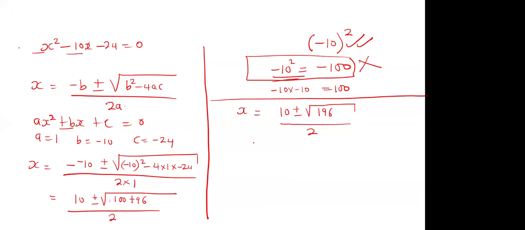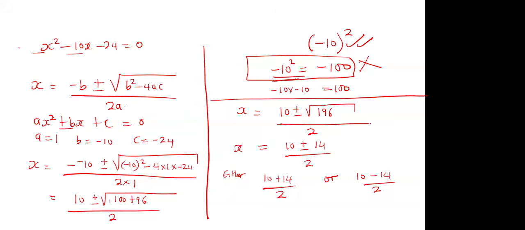So here I'll end up with 10 plus minus the root of 196. What is the root of 196? That is 14, out of 2. Now here you say either I'll have 10 plus 14 out of 2, or I'll have 10 minus 14 out of 2. And please do not forget, this 2 divides everything you have up.